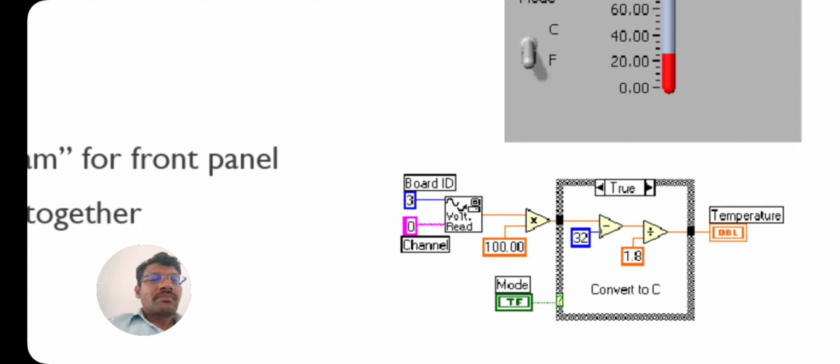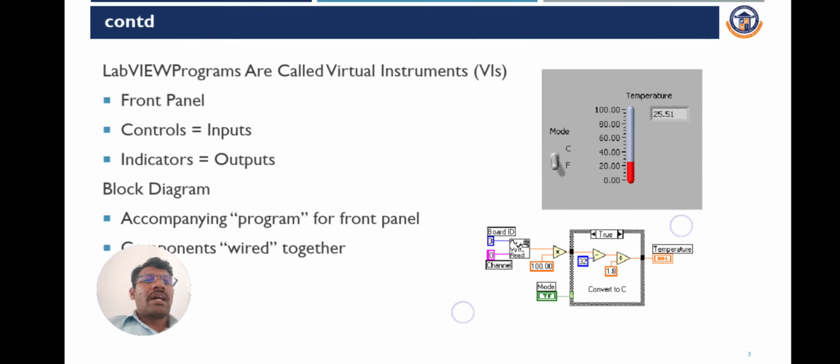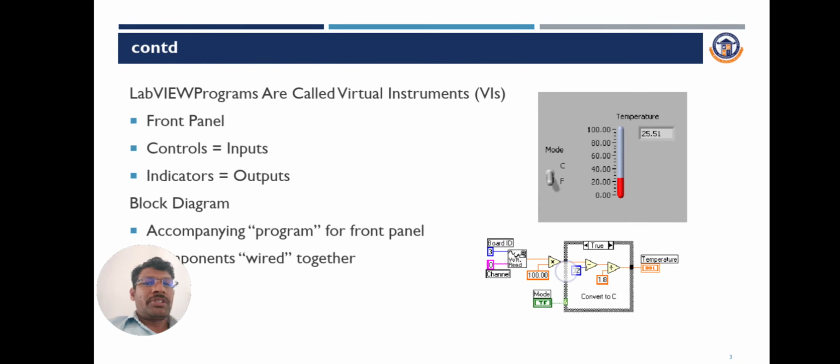Here, in order to convert Fahrenheit to degree Celsius, the block is available. If the input is entered or measured, that input will be converted into either degree or Celsius, which can be defined by the user. So these are LabVIEW programs, which are called virtual instruments.